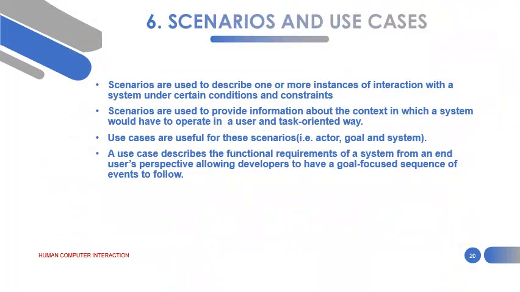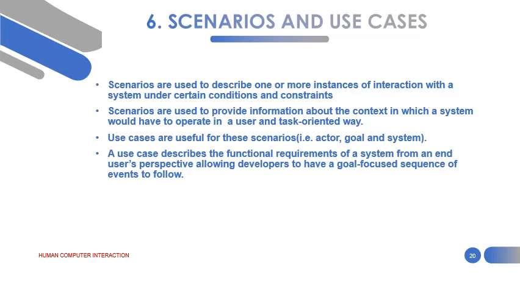The sixth technique we're going to look at is scenarios and use cases. Scenarios are used to describe one or more instances of interaction with a system under certain conditions and constraints. They provide information about the context in which a system would have to operate in a user and task-oriented way. All we are saying is that scenarios focus on how a user would perform the intended tasks of the system under certain conditions. At condition A, what would be the user's approach in performing the task? At condition B, how would the user use the software to perform the task, and what would be the outcome?